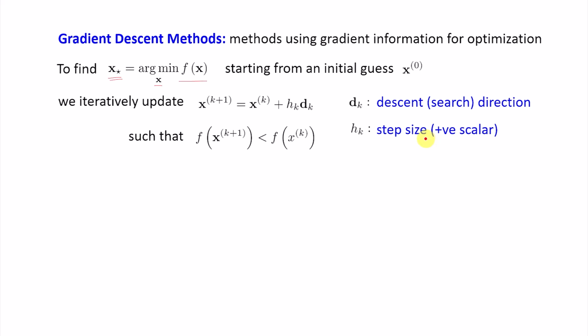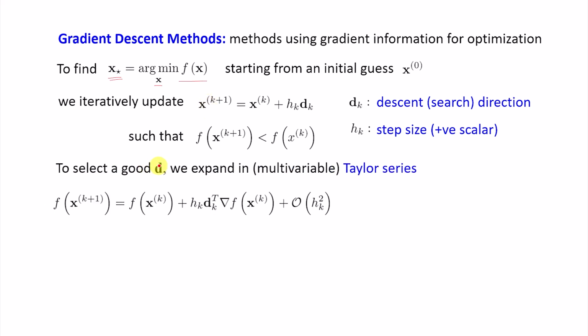hk is always positive. When we perform this search, we want to make sure that in every iteration f of x k plus 1 will be less than f of x k. In that way, in every iteration the value of this function will reduce, and we hope that eventually we will hit the minimum. So the first task is to select a good quality descent direction.